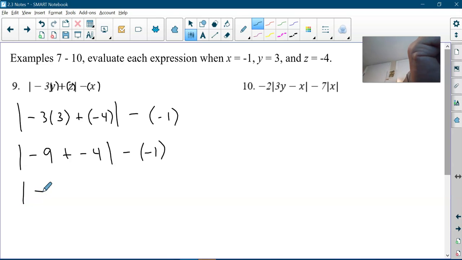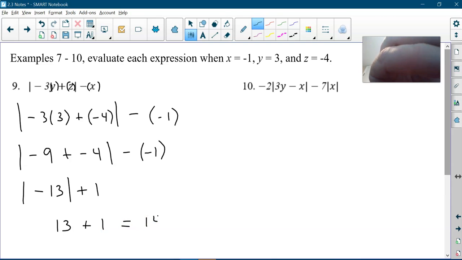Negative 9 plus negative 4 is the same thing as negative 9 minus 4, which is negative 13, because I'm going more negative. And then minus negative 1, as I talked about, I'm going to turn into plus 1. Now, the absolute value of negative 13 is 13, and then I still have the plus 1. So the final answer here is 14.